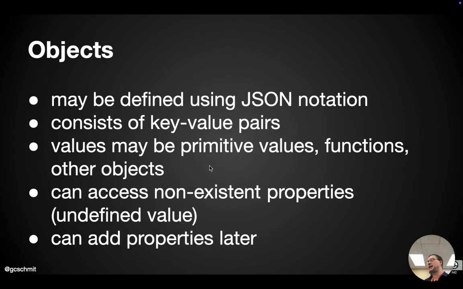You can attempt to access properties in a JavaScript object that don't exist. That doesn't generate a compiler error because there's no compiler, but it also doesn't generate a runtime error. You just get an undefined value. And sometimes that's really useful because you can add properties later. So you don't have to fully define an object up front, which is great. All right, so a lot of flexibility with objects in JavaScript.